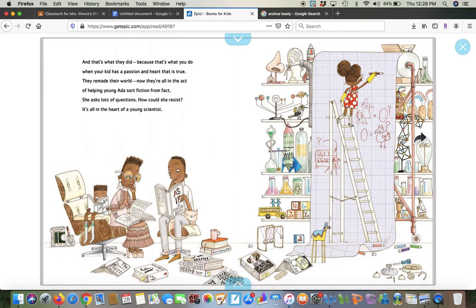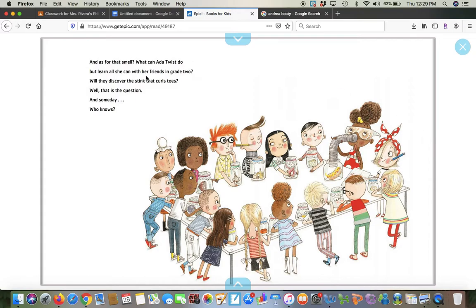And that's what they did. Because that's what you do when your kid has a passion and heart that is true. They remade their world. Now they're all in the act of helping young Ada sort fiction from fact. She asks lots of questions. How could she resist? It's all in the heart of a young scientist. So now look, they're all reading about things to help her now. They decided to join her team. And as for that smell, what can Ada Twist do but learn all she can with her friends in grade 2? Will they discover the stink that curls toes? Well, that is the question, and someday, who knows?